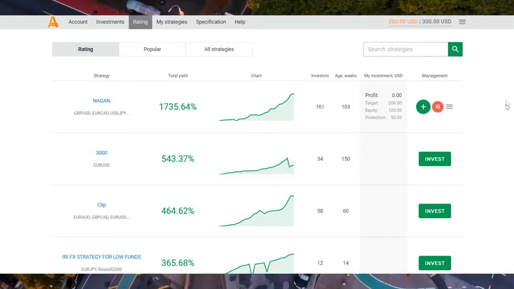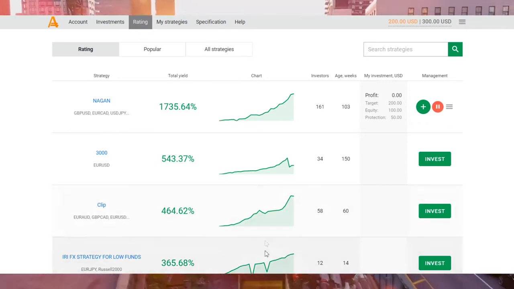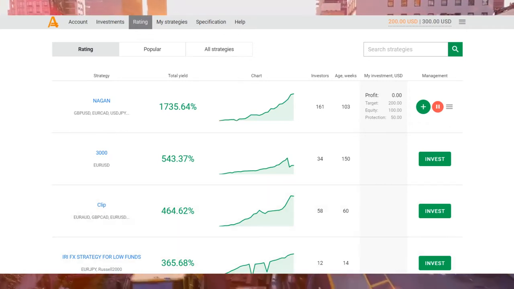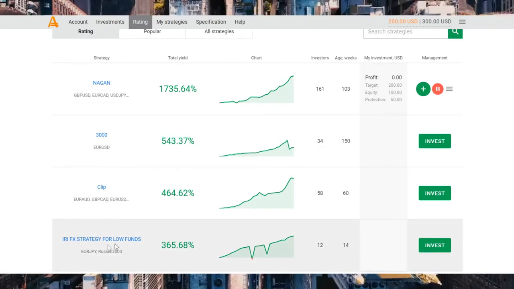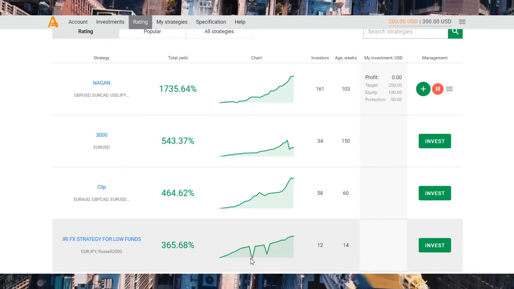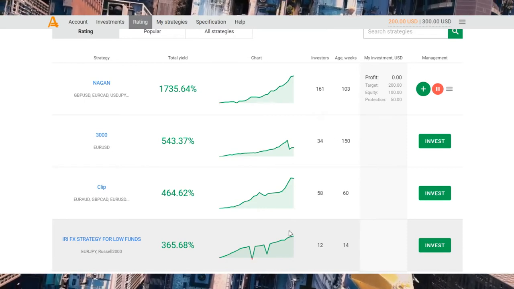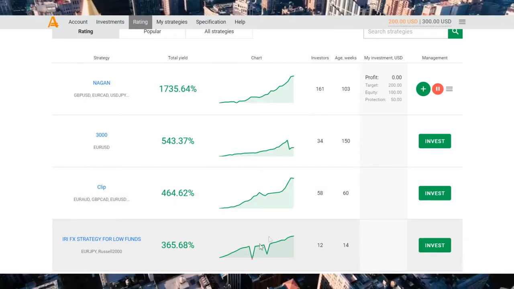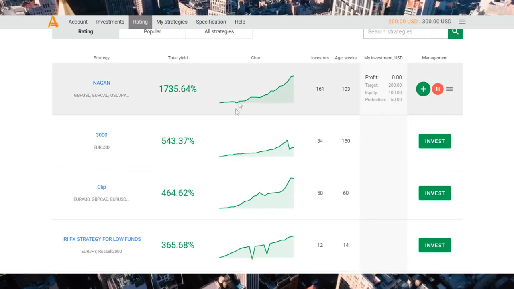So I'm looking for a strategy with smooth growth. I don't like a big drawdown, you know. If we look at, for example, the FX strategy for low funds, you see that there is a big drawdown on the chart, and it's not good for me. I'm not okay with this drawdown.